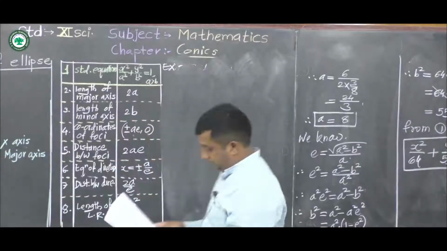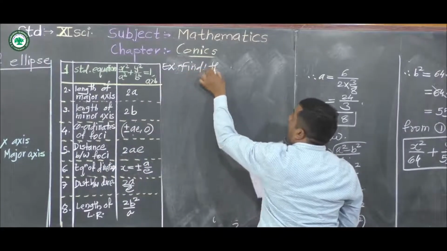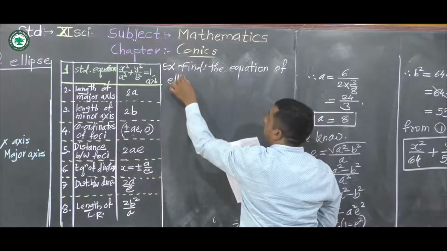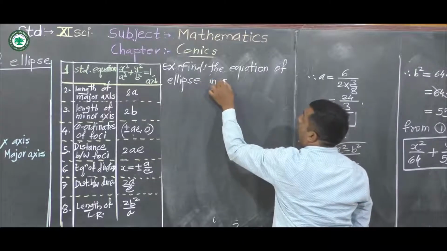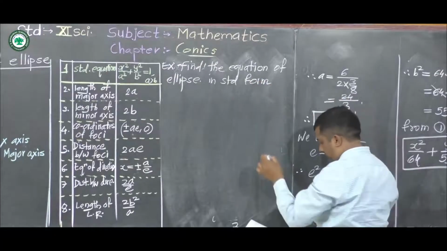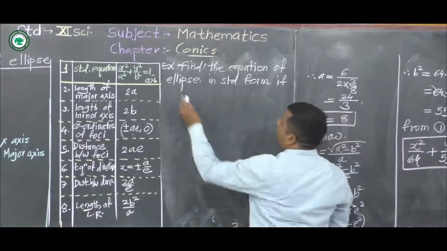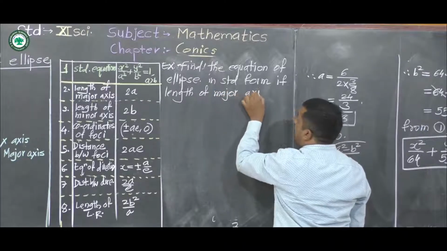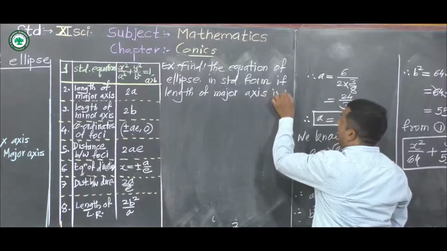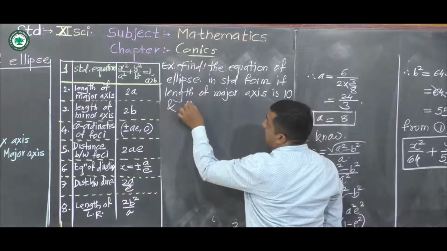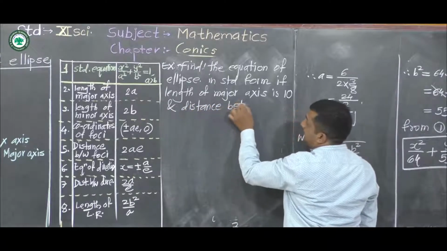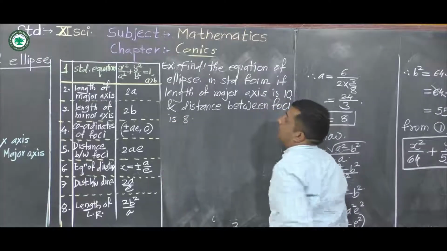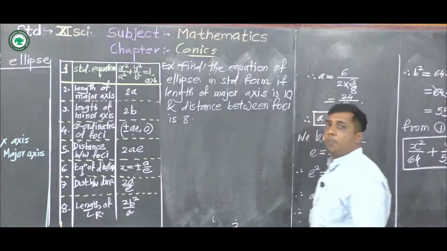In the next example, find the equation of the ellipse in standard form if the length of the major axis is 10 and the distance between the foci is 8. Again, we have to find the equation of the ellipse.